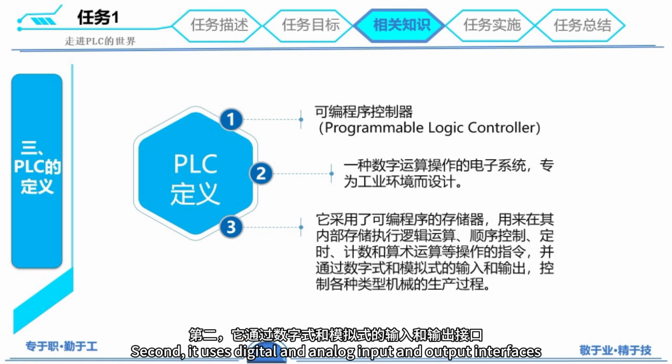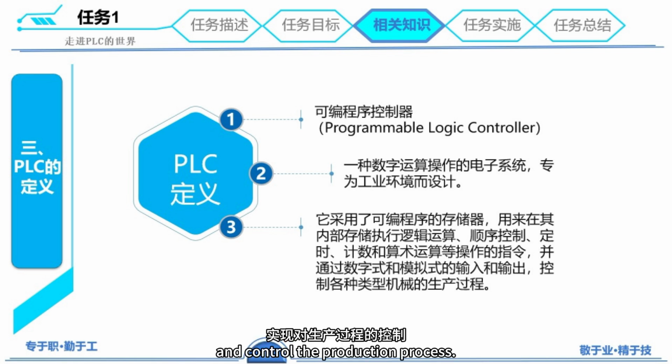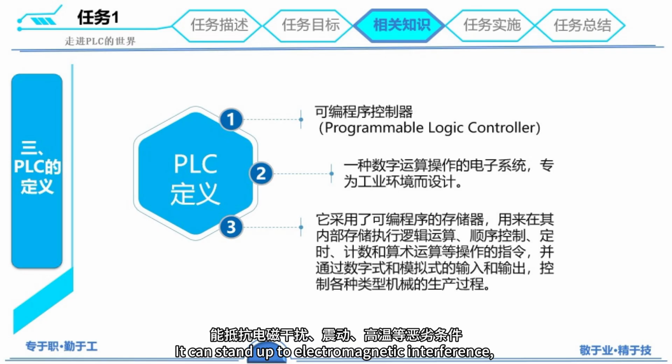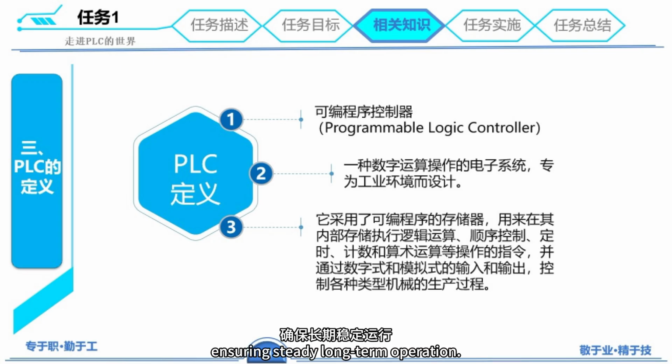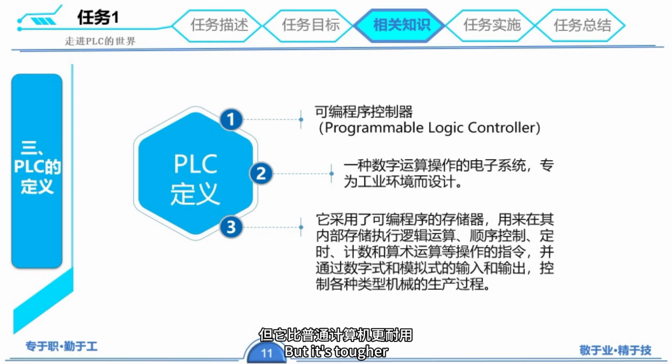Second, it uses digital and analog input and output interfaces to connect with industrial field devices like sensors and actuators and control the production process. Third, it's built to fit right into industrial environments. It can stand up to electromagnetic interference, vibration, high temperatures, and other harsh conditions, ensuring steady long-term operation. Simply put, a PLC is just a computer for the industrial field, but it's tougher and more focused on control functions than a regular computer. It can accurately direct machines to finish complex production tasks.